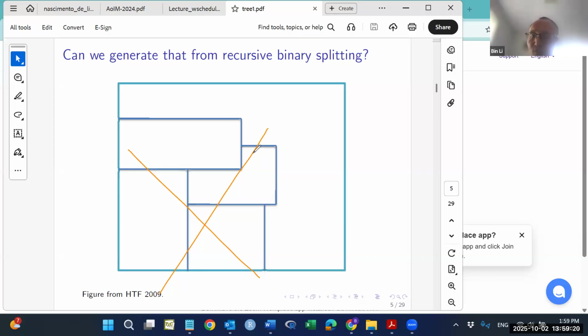Because what's the first split? The first split has to be either like this or that across all the ranges of X and Y, right? But this doesn't happen, so this is not possible. But later we will see this could be achieved through multiple trees. It's not achieved, it's approximated through multiple trees. And we will talk about that later, okay? When we reach the ensemble models.